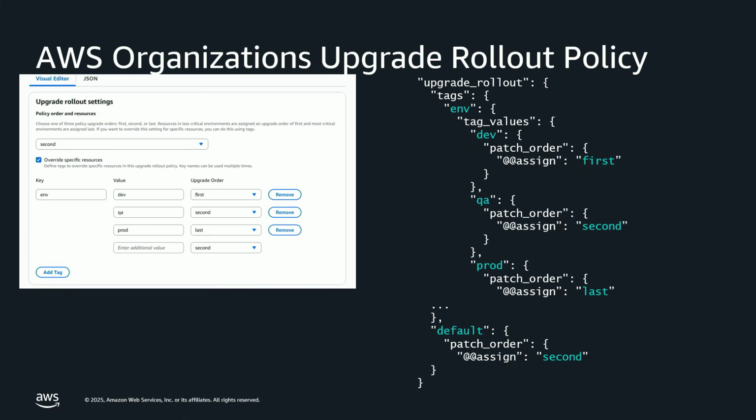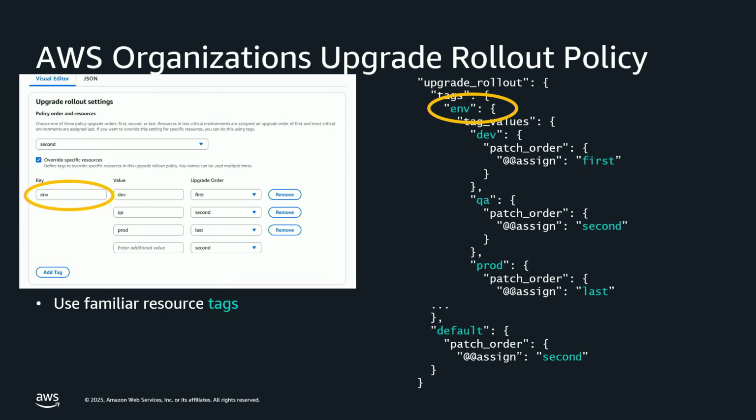Now the interesting part. We have to set a policy. So on the left, we've got the console version. On the right, we have the JSON version of the same thing. And what this is telling us is allowing us to associate a tag. You're probably already using tags on your resources. Here we're going to make a tag called env, not a special word. You can call it whatever you like.